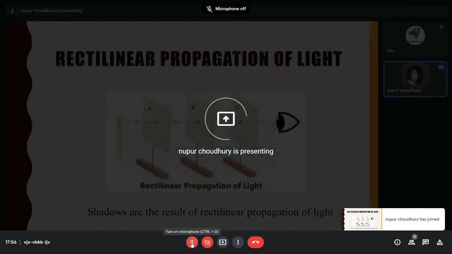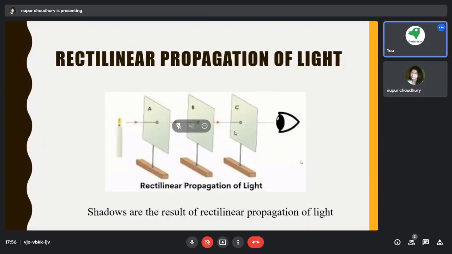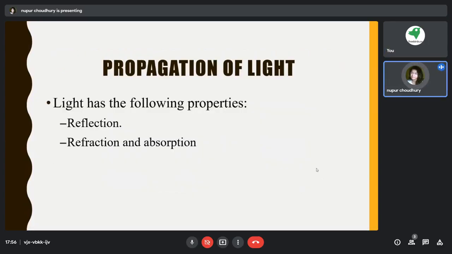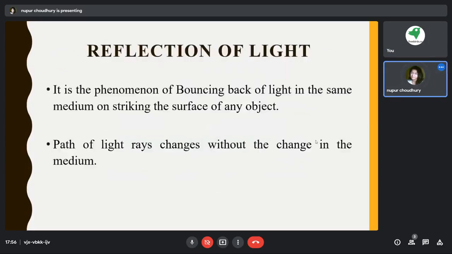Okay, I think you can see my screen now. So moving ahead, we talked about this second point, which says that the path of light rays changes without the change in the medium. That means the direction of the light rays, wherever they are coming from, is changed without changing the surface or the medium.